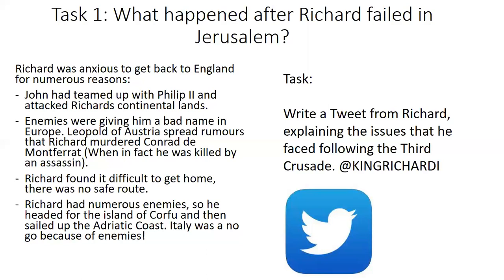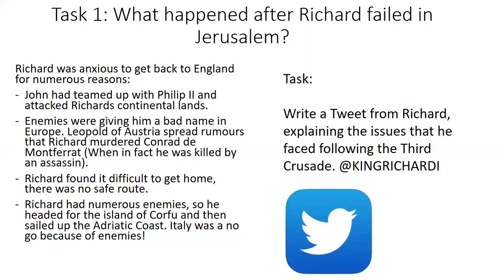And the reason for this was because he had numerous enemies because of the rumours that were spread. So what he did was he headed for the island of Corfu and sailed up the Adriatic coast. Now, Italy was definitely a no-go because of enemies. Remember, on the way to the crusade, Richard actually conquered a part of Italy, Sicily, which caused a lot of anger towards Richard and what he stood for.